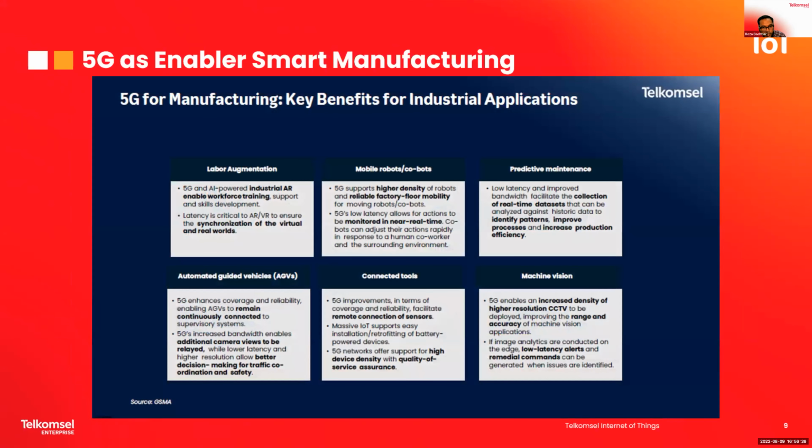And what kind of applications or use cases can we implement, such as labor augmentation. We can implement augmented reality or virtual reality, and then mobile robots or collaborative robots on the shop floor and production line. And we can also implement predictive maintenance with 5G, low latency, and improved bandwidth. We can implement a lot of sensory devices and high-speed bandwidth.